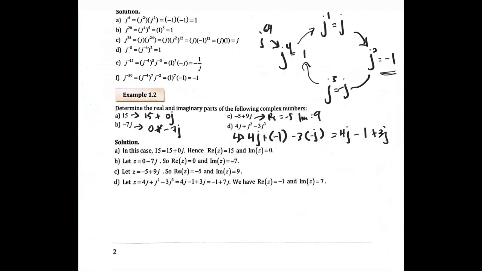But it can still be simplified. Remember, a standard form complex number will only have one real part and one imaginary part. So for this one, we can sum 4j and 3j, and you will get 7j. So we have negative 1 plus 7j. If we are to define the real part and imaginary part, negative 1 is the real part and 7 is the imaginary part.